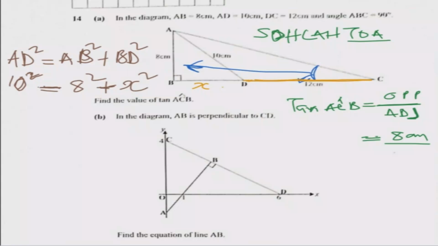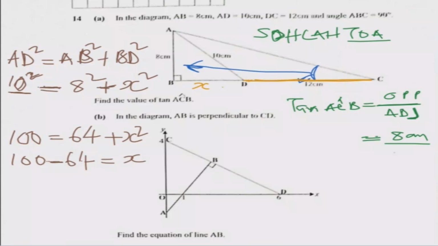Okay, so what we can do now is we can say what is 10 squared? 10 squared is equal to 100, which is equal to 8 squared, that is 64. 8 times 8 will give us 64, then plus x squared. Okay, we need to find the value of x. So we put like terms together. So we have 100, then 64 will cross over and become minus. 100 minus 64 is equal to x squared. Then we find the difference. 100 minus 64 will give us 36, which is equal to x squared.